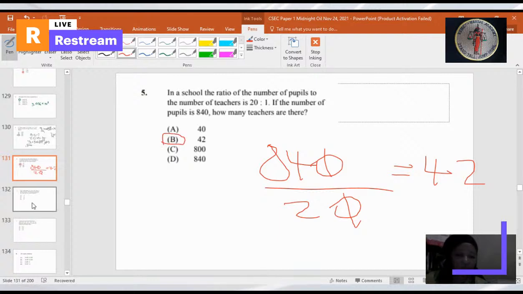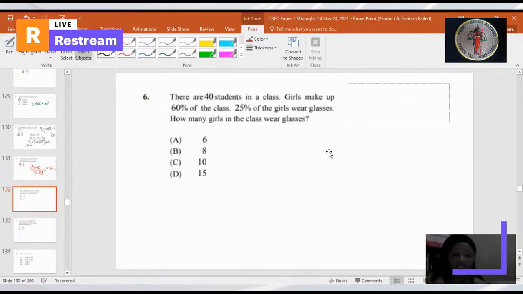Number 6, there are 40 students in a class. Girls make up 60% of the class, and 25% of the girls wear glasses. So, how many girls wear glasses?